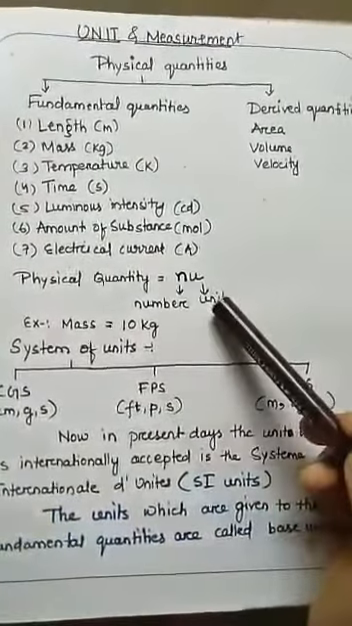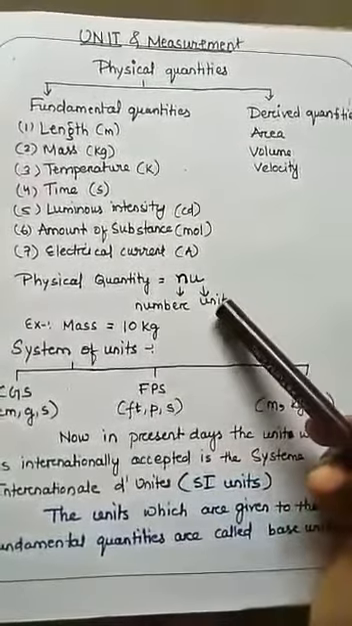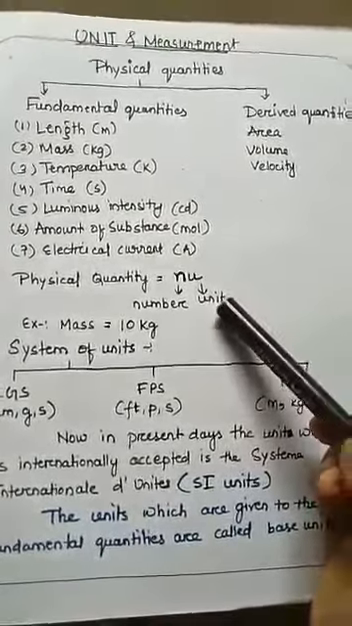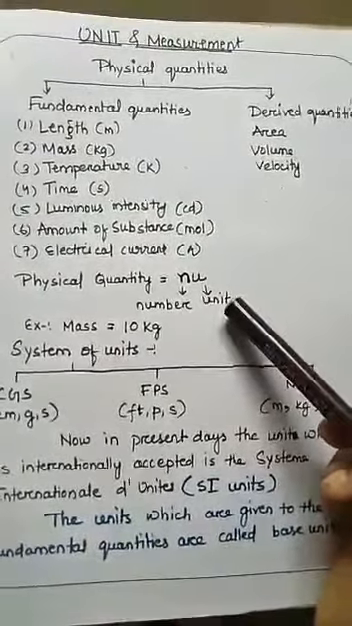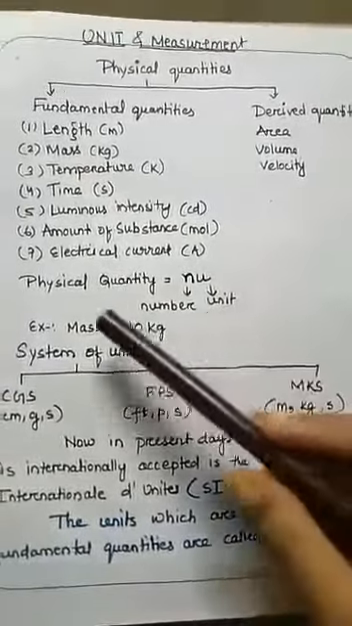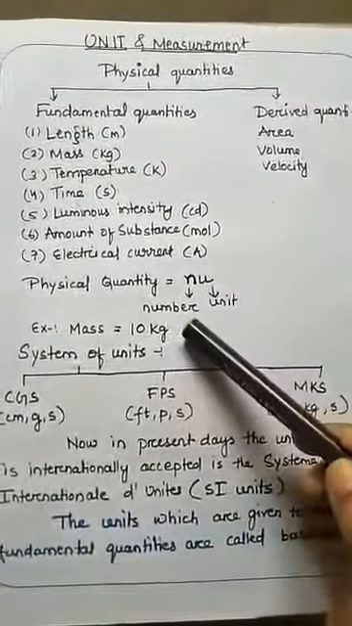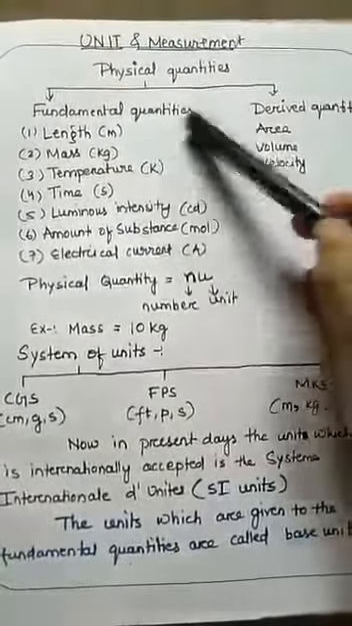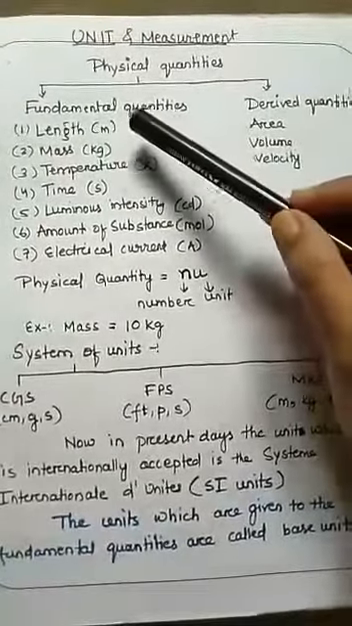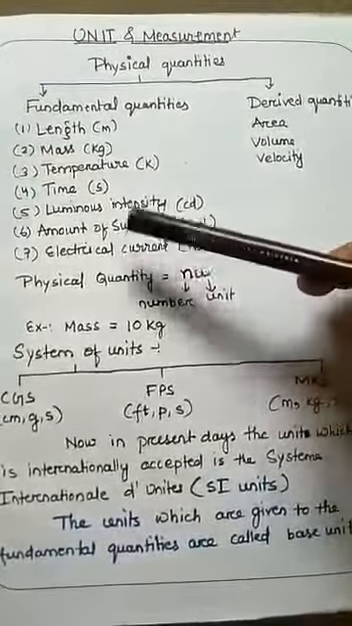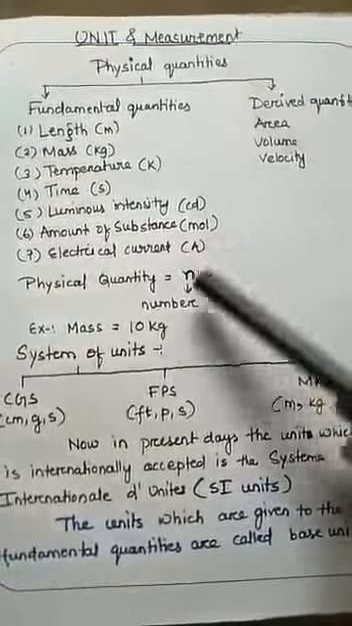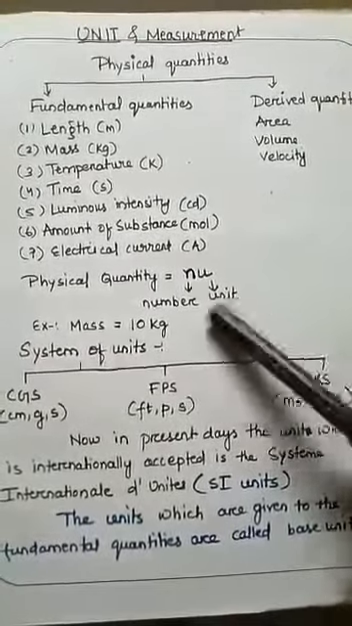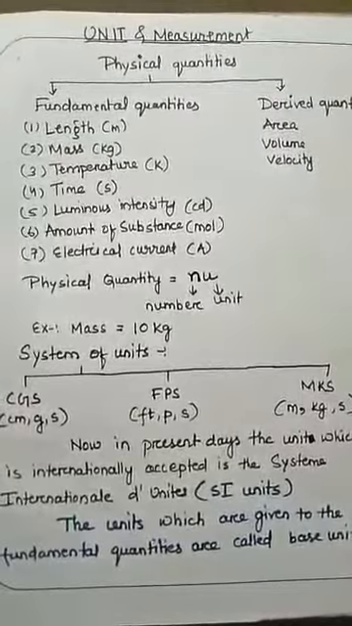So what actually is a unit? A unit is a standard measure which expresses any physical quantity. So here mass is equal to 10 kg. First I discussed what a physical quantity is, what the types of quantities are and what the fundamental quantities are. Next I discussed how to represent a physical quantity. Now let us move to units. We will now discuss units.